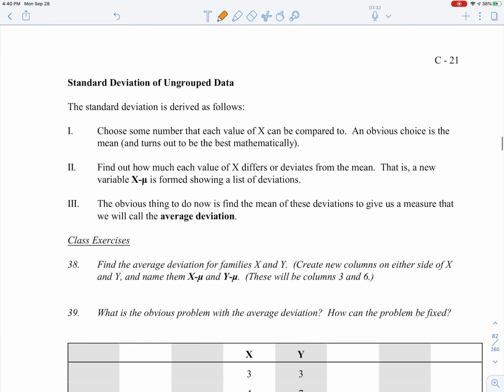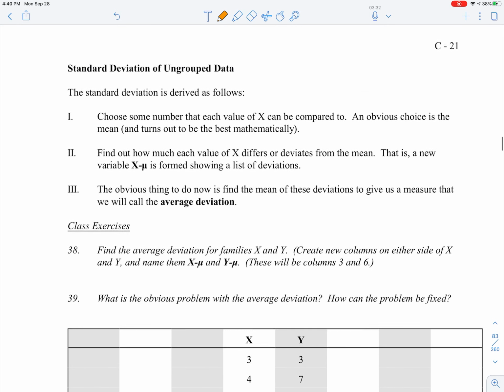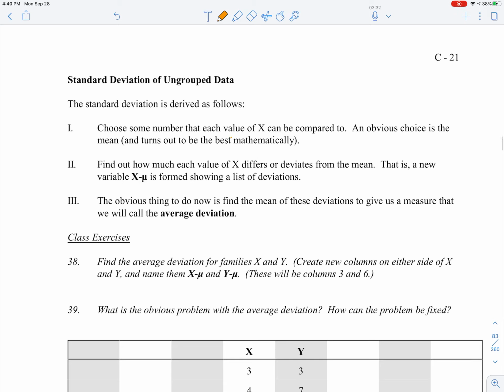Now, let's take a look at how we do that. The standard deviation of ungrouped data is derived as follows. We're going to choose some number that each value of x can be compared to. An obvious choice is the mean, and this turns out to be best mathematically. In a sense, the mean is the best single number that represents the data, because it's the arithmetic middle of the data, not necessarily the physical middle. It's the balance point of the data.